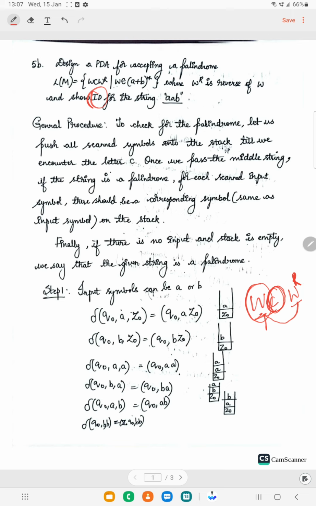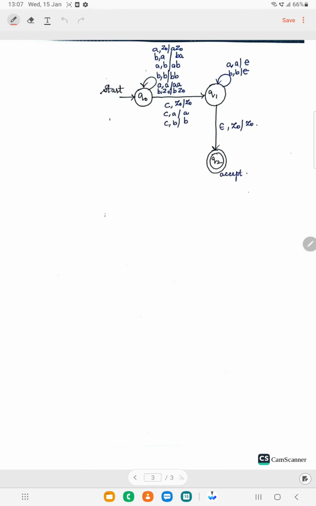That is what we are checking here. Initially we have q naught as the start state. The initial top of the stack symbol we'll consider as Z naught, and the symbol can be a or b. Here it represents WCWR. For accepting all of this, we are writing the transitions now. Writing the transitions is the important part. The rest of the components you can list along with these transitions.